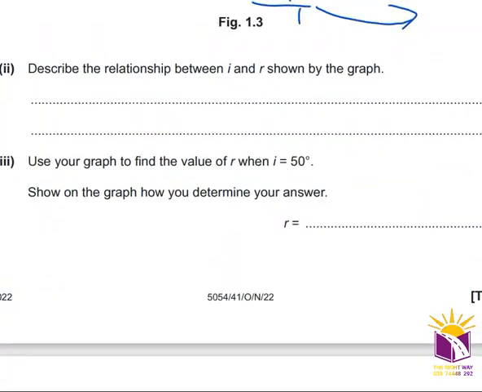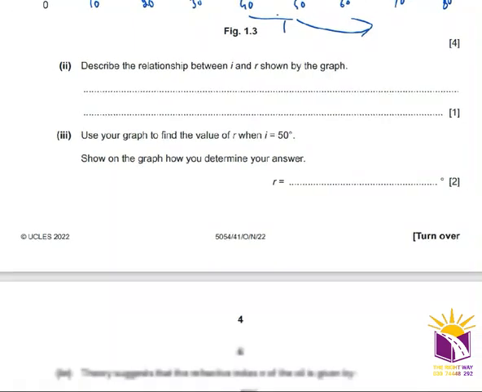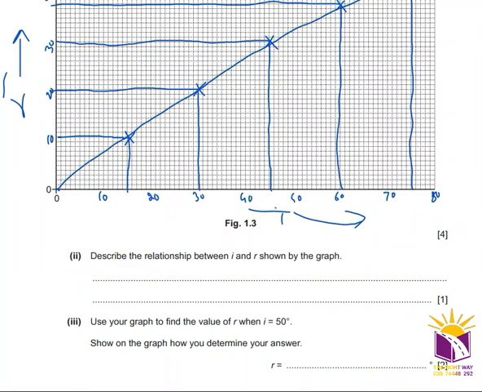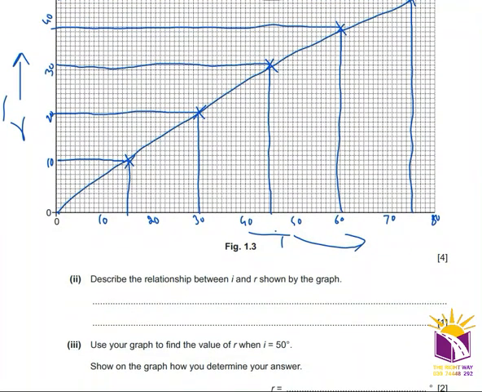Now, after drawing the graph, you have to describe the relationship between I and R. From here, I can see that it is a direct relation. R increases as I increases, because R depends upon I. As we increase our angle of incidence, the angle of refraction also increases.